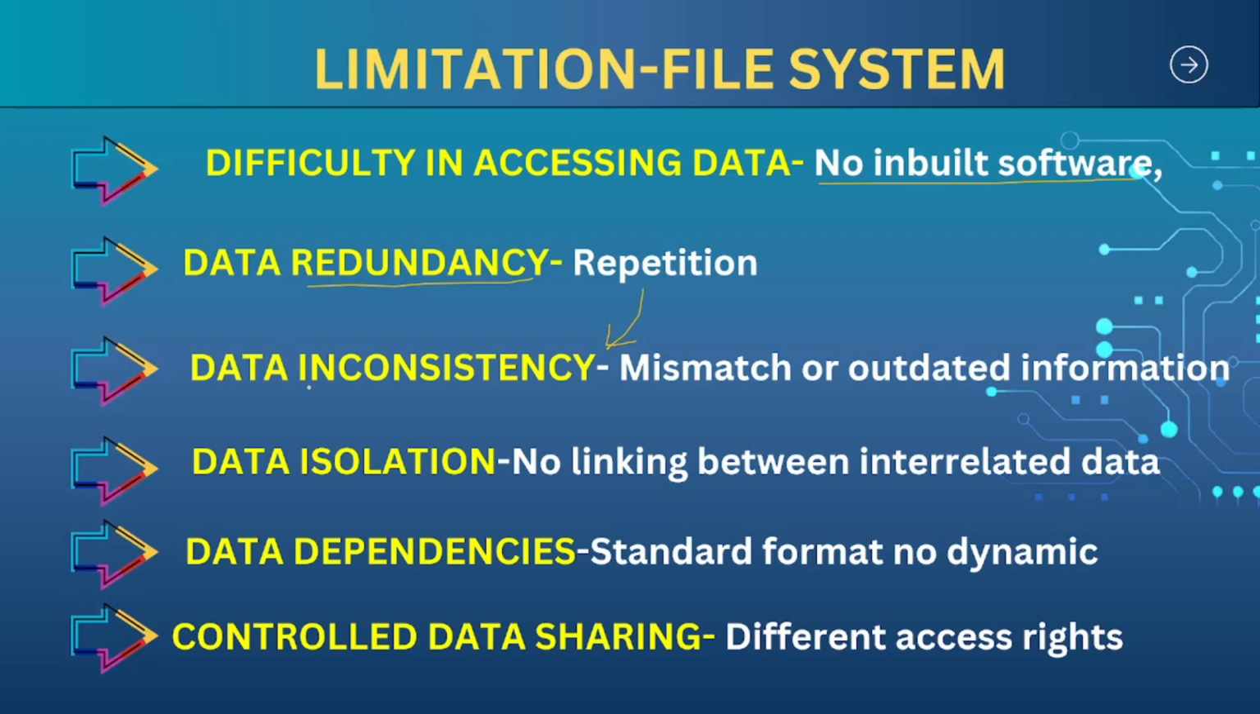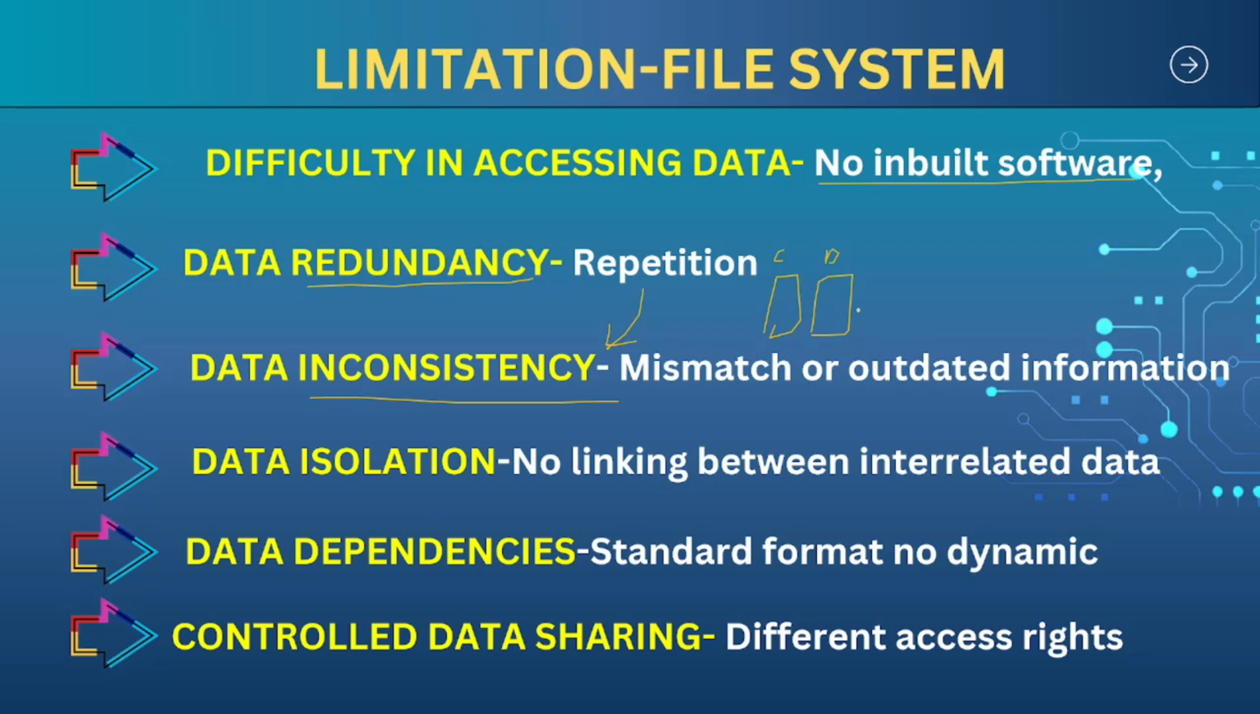What is the meaning of inconsistency of data? One file in the C drive, you have made some changes, but for the D drive file you again have to make the changes manually. If you are not doing it, what will happen? It will become a confusion. That is called data inconsistency. You can just mention: when data is not updated in all the files, it leads to mismatch or outdated information.